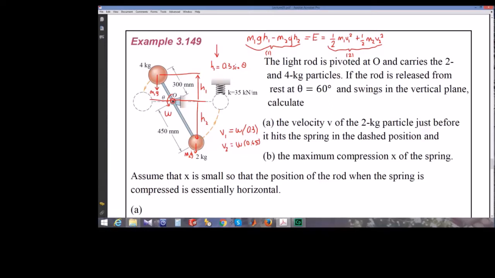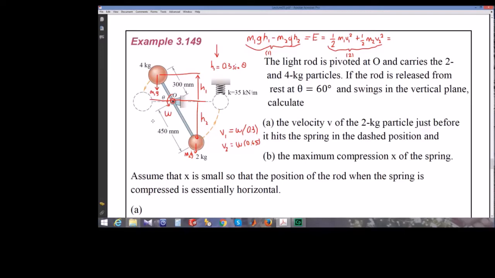x is so small, so the position of the rod when the spring is compressed is essentially horizontal. That means, yes, it's going to be compressed a little bit, but in terms of gravity, it's not going to have an effect in the potential energy that much, so it is negligible. That means at that third instant, the total energy, because again, we don't have any non-conservative forces acting on the system, at this third instant, the total energy will be transferred into this elastic potential energy.